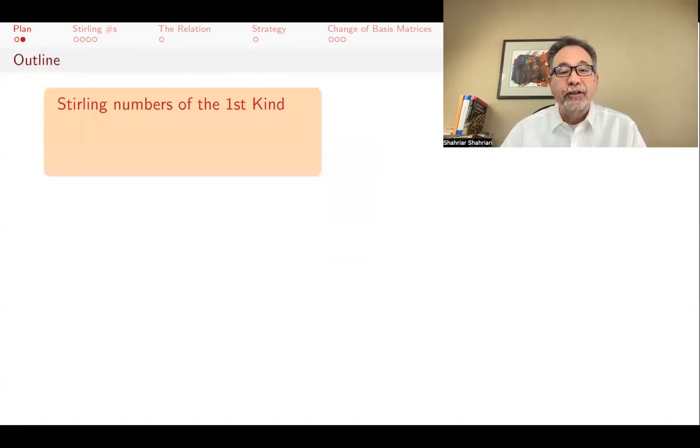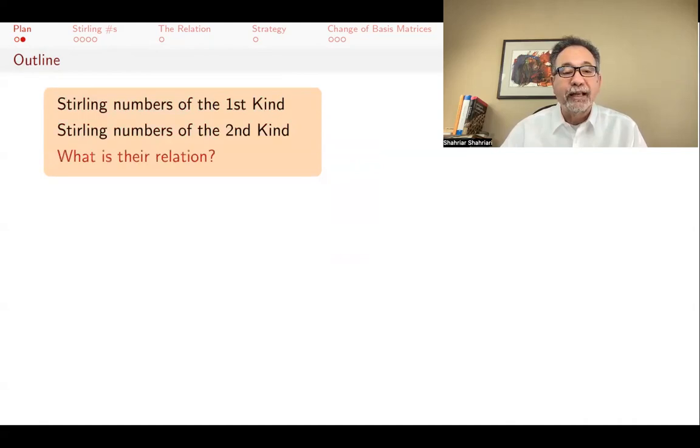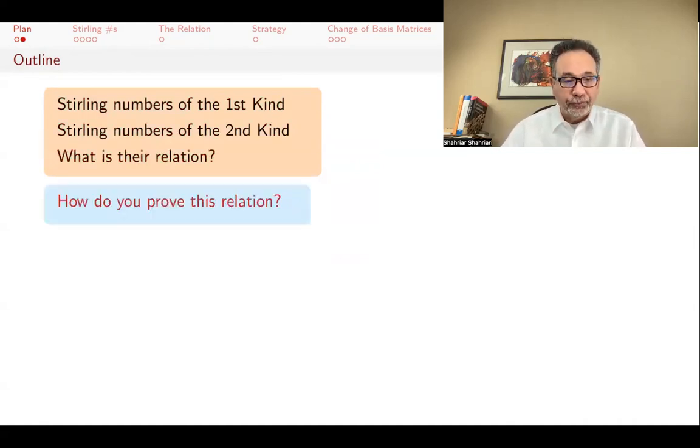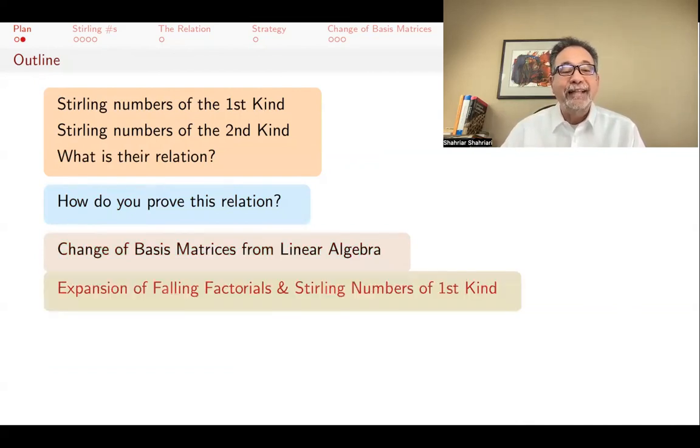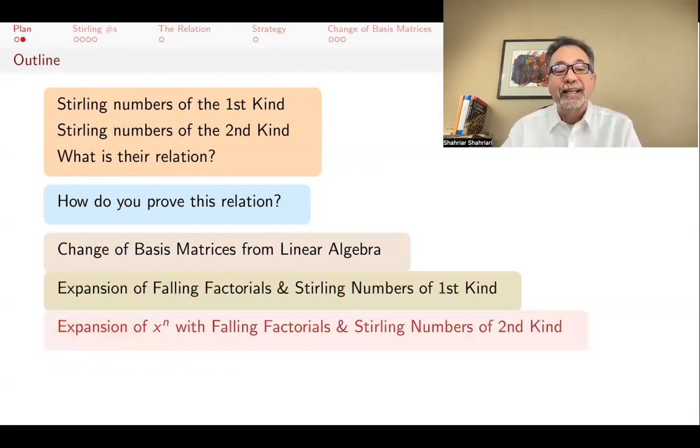The outline of the lecture is that I'm going to tell you what Stirling numbers of the first kind are, what the Stirling numbers of the second kind are, and what their relation is. And how do you prove that? The way we prove that is that I'm going to use change of basis matrices from linear algebra, so I'll remind you what that is. I will also need expansion of falling factorials with the Stirling numbers of the first kind, and expansion of x to the n with falling factorials and the Stirling numbers of the second kind.